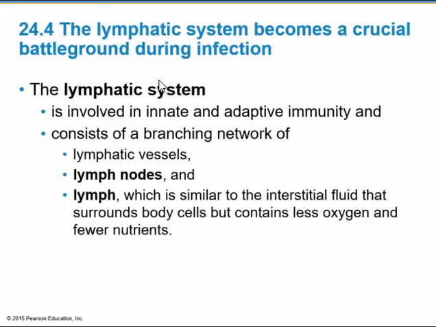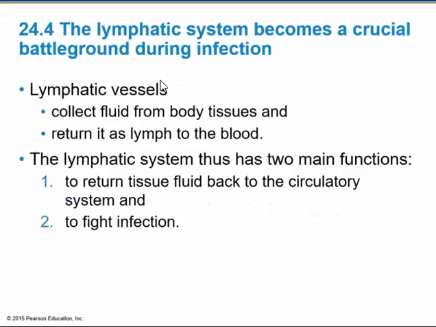The lymphatic system is the body system that is involved in immunity. It is a network of vessels and special organs. Lymph nodes are part of the immune system. They're situated at specific points amongst the lymphatic vessels. The fluid that flows through the lymphatic system is lymph, which is similar to interstitial fluid. So what lymphatic vessels do, they collect excess fluid from body tissues and return it back to the circulatory system.